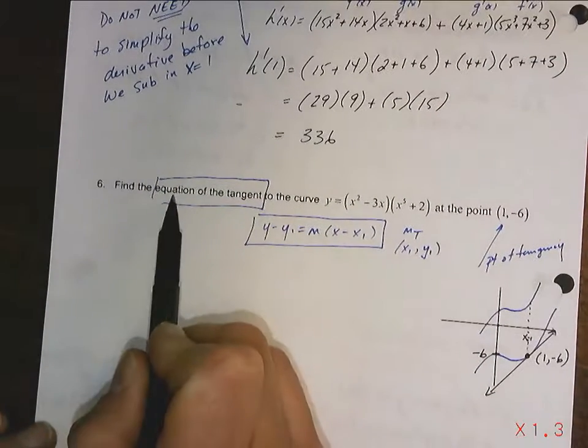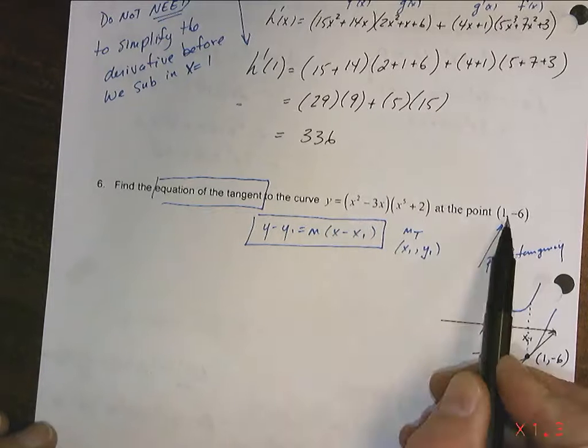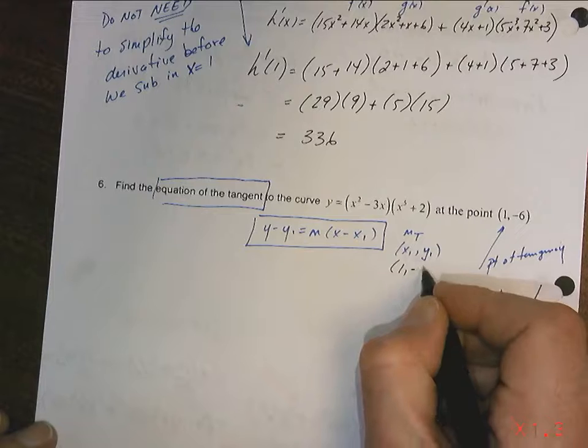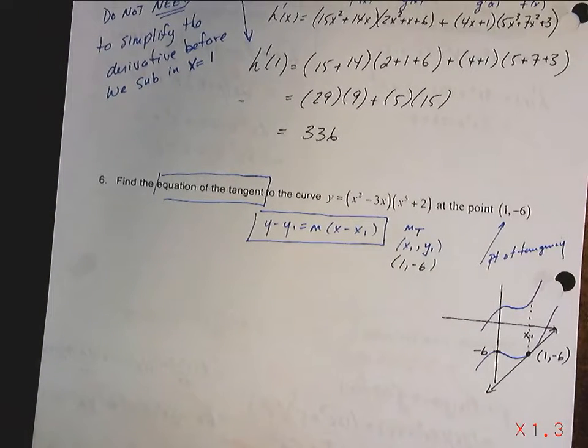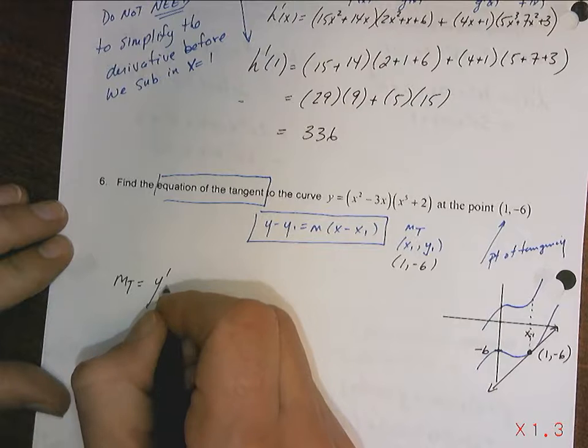Determine the equation of tangent. This is my original function. This is the curve. This is the point of tangency. This is the value that's going to go in here. So what I need is a slope of a tangent value. How do we get that? We take the derivative. So the slope of the tangent is going to equal y prime.